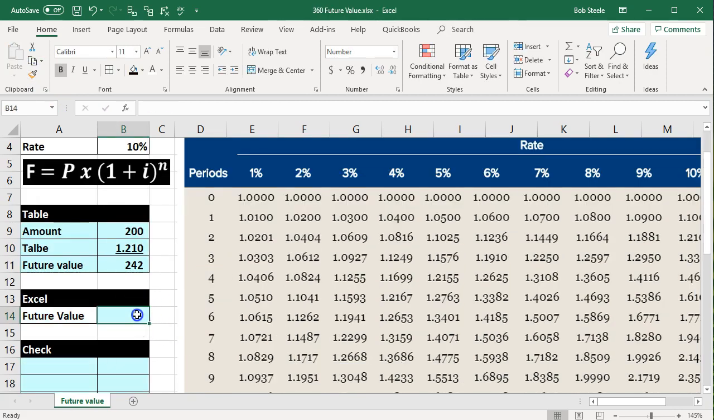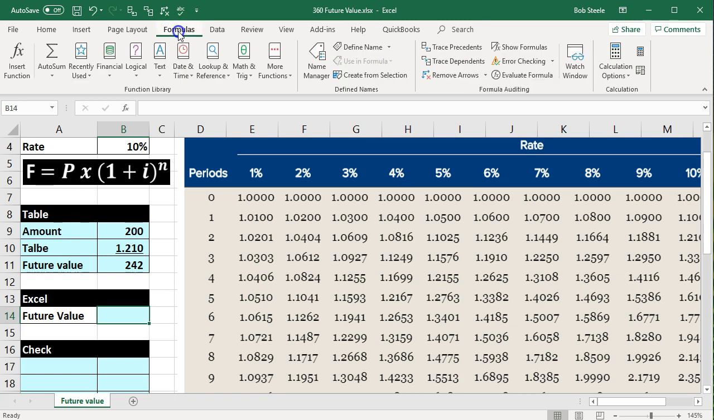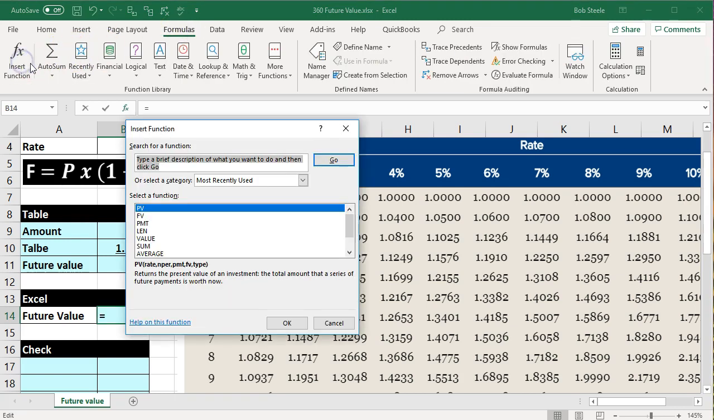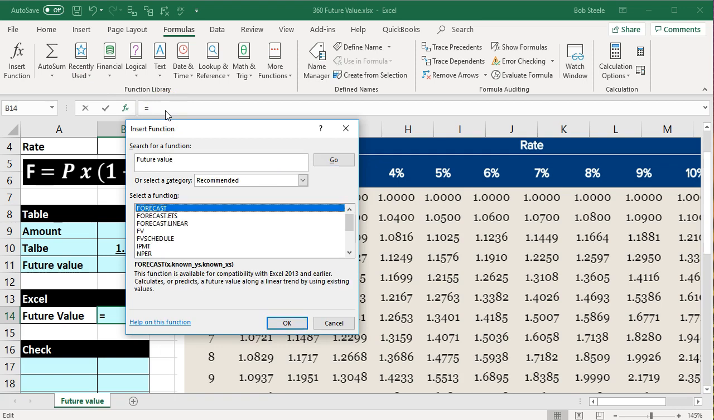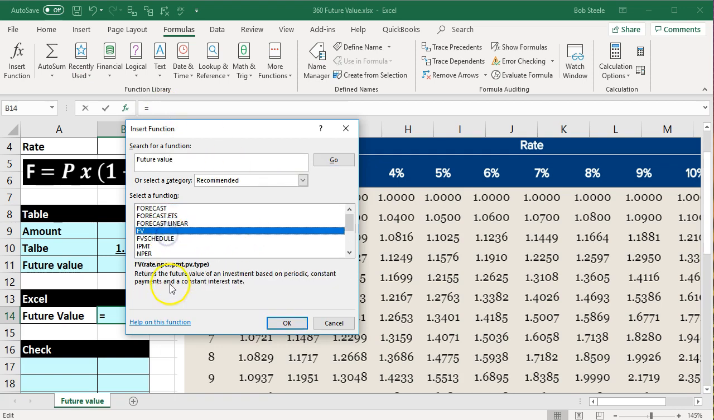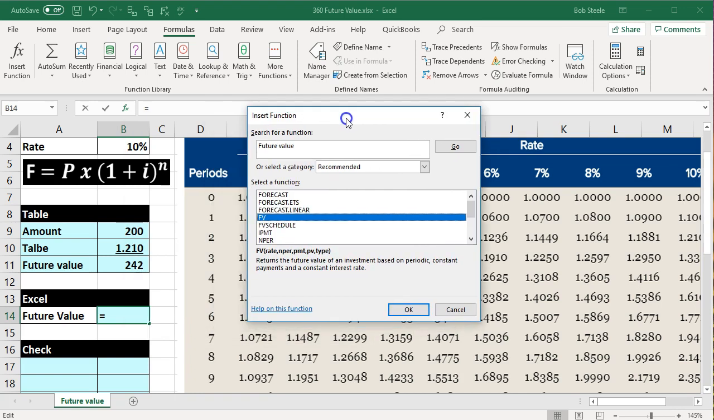We can do a similar calculation in Excel. A couple ways we could do it. Let's go with the formula box first. So we're going to go to the formulas up top. We're going to use the insert function. You can type in future value, and you're looking for the FV, future value. This is the one, description down below.